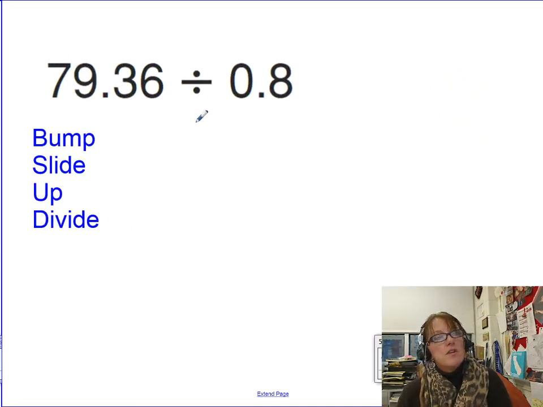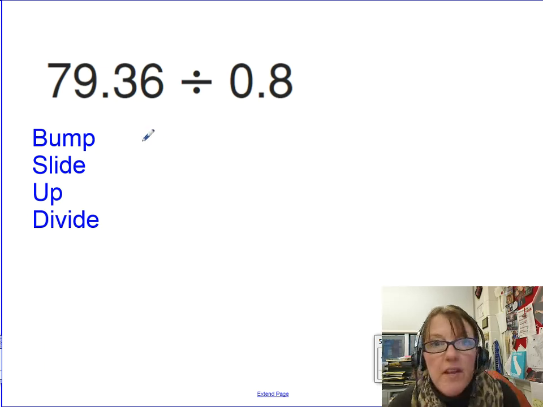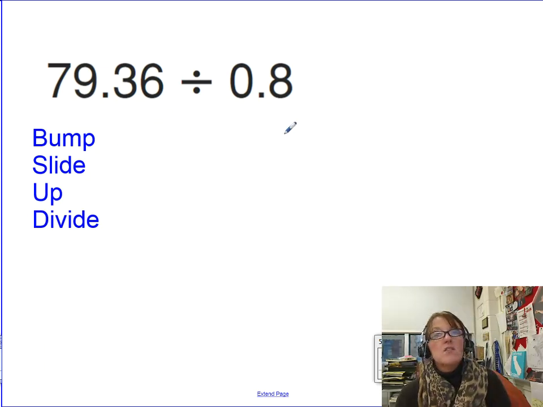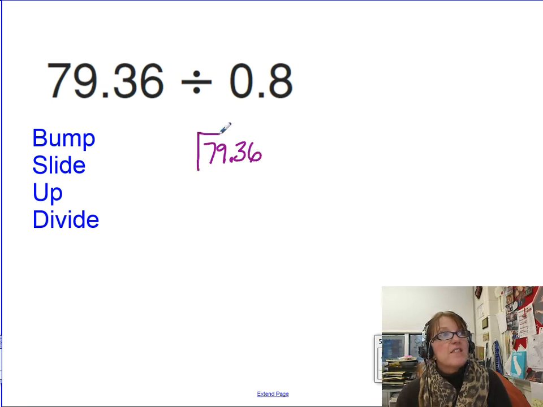This very first one that you have on your notes sheet reads this way, and it's horizontal, and I can't do it that way. So we're going to rewrite this good old-fashioned long division way, all right? 79 and 36/100. So you write this down again, and then say divided by, using the old-fashioned long division, 0.8 or 8/10, okay?